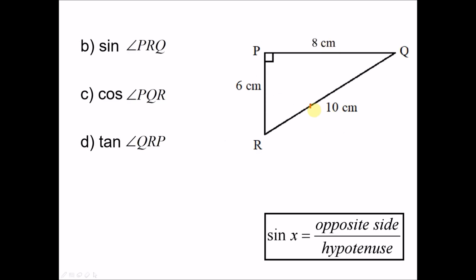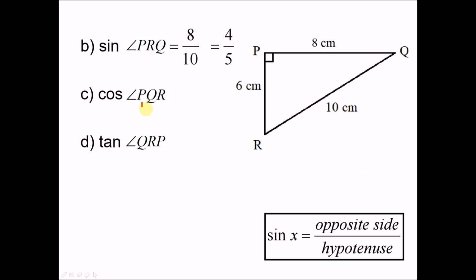Now, since we know all the values for the sides, we find the sine for angle PRQ. R is in the middle, so we are now referring to this angle PRQ. To find the sine, we need the opposite side, which is 8, over the hypotenuse, which is 10. So it's 8 over 10, which must be simplified if it can be simplified. So it's 4 over 5.